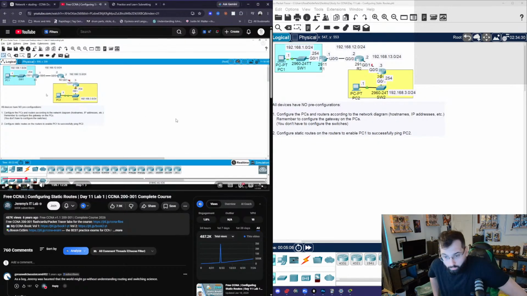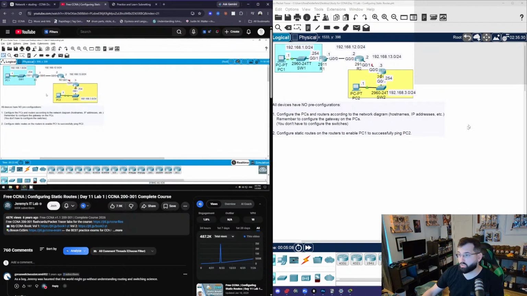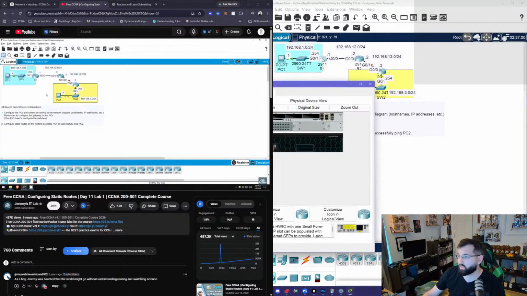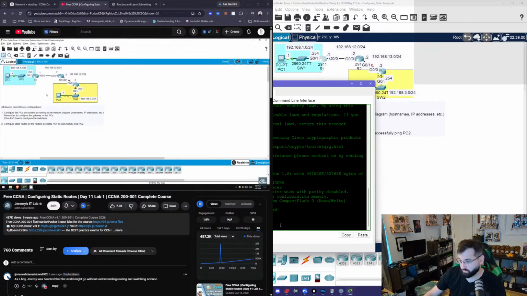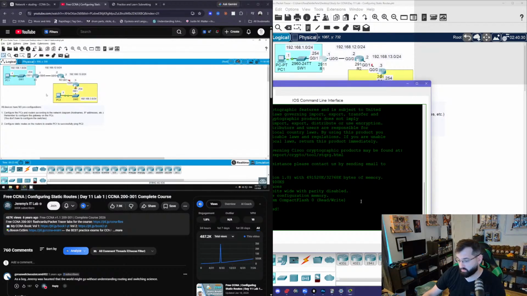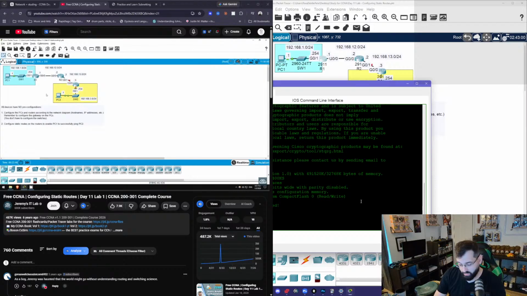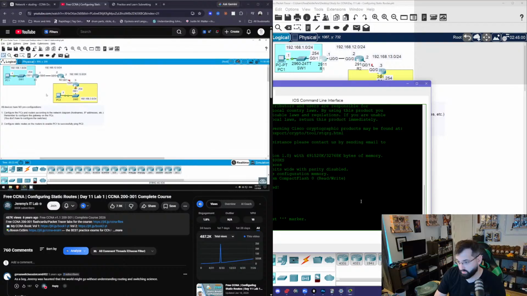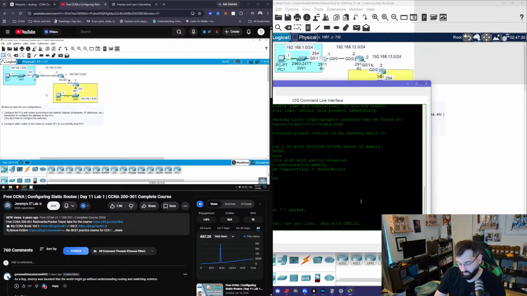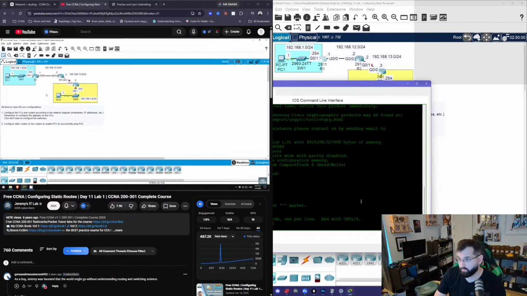Okay, so before we do anything, we're going to see what we can do on our own. So let's just get here and let's configure it. So let's go to enable, then config t, hostname R1. Okay, so that's pretty good.